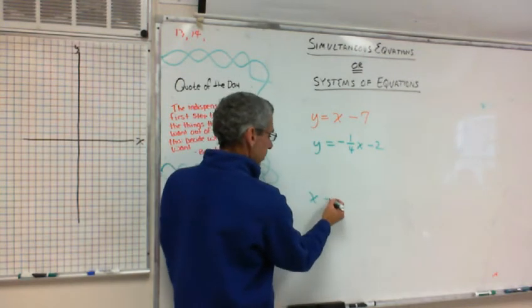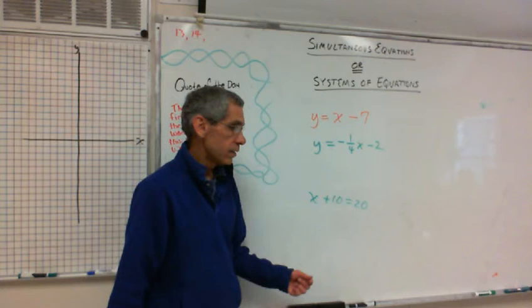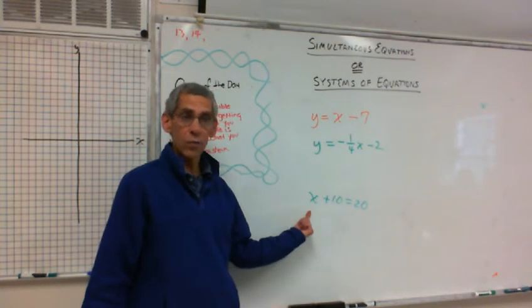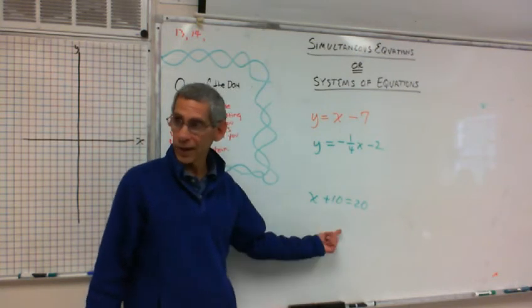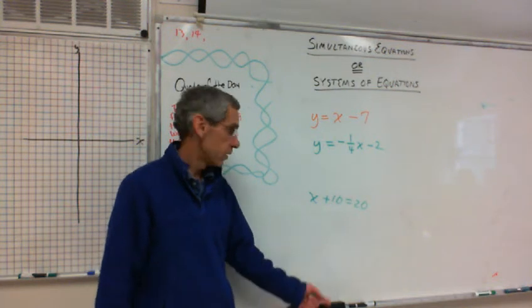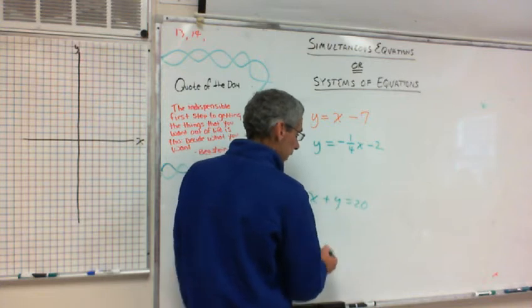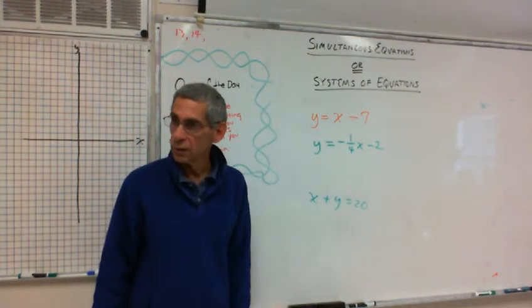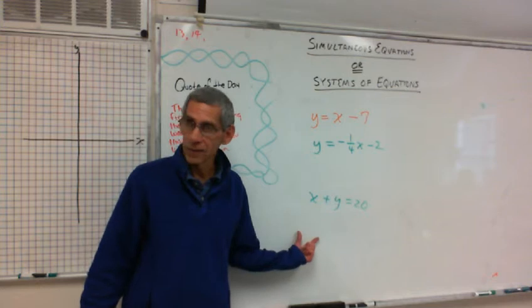If I had x plus 10 equals 20, right? I can solve that. I have one variable, one unknown, and one equation. No problem. Subtract 10 from both sides, I get x equals 10. Pretty straightforward. But as soon as I say x plus y equals 20, oops. I don't know what x and y are. I can't solve for them.